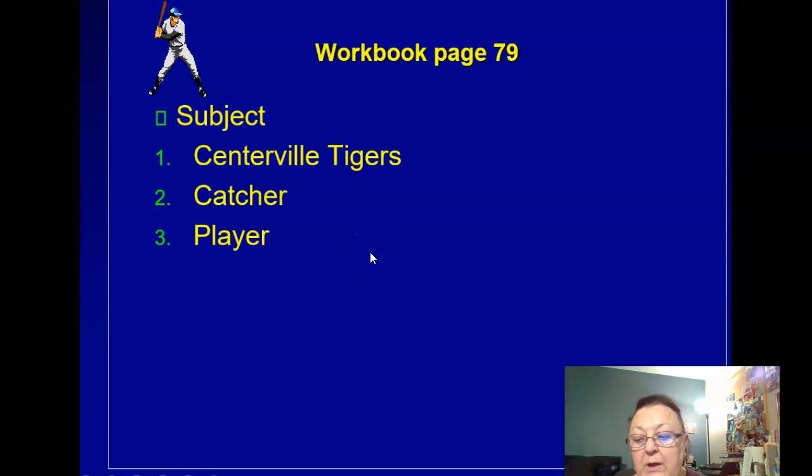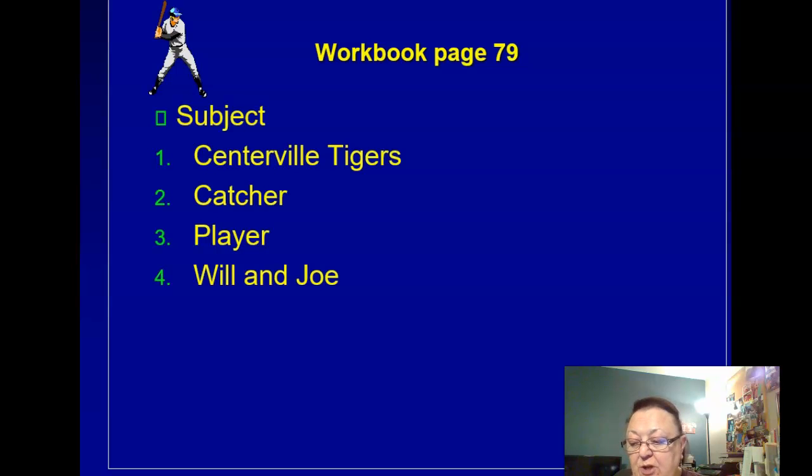Number 4, Will and Joe sell popcorn and peanuts. So Will and Joe, that would be our subject. So underline that once. So Will and Joe, do they sell popcorn or do they sells popcorn? Correct. They sell, S-E-L-L. And remember, most of these, if you just listen to it carefully, you'll be able to hear if it's correct or not just by listening.